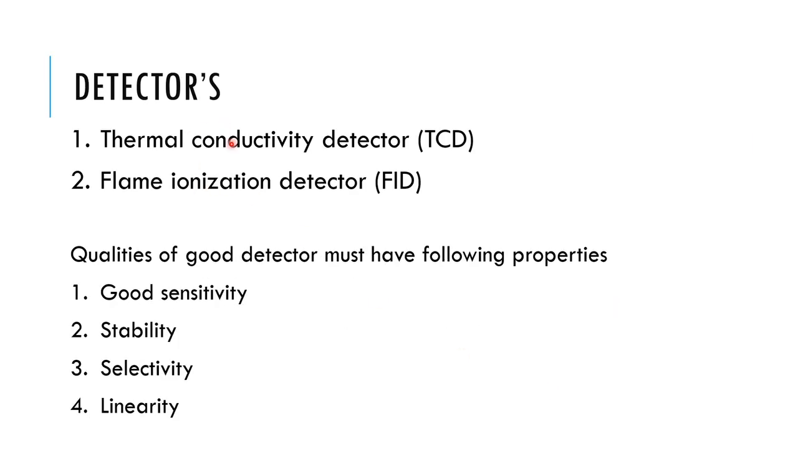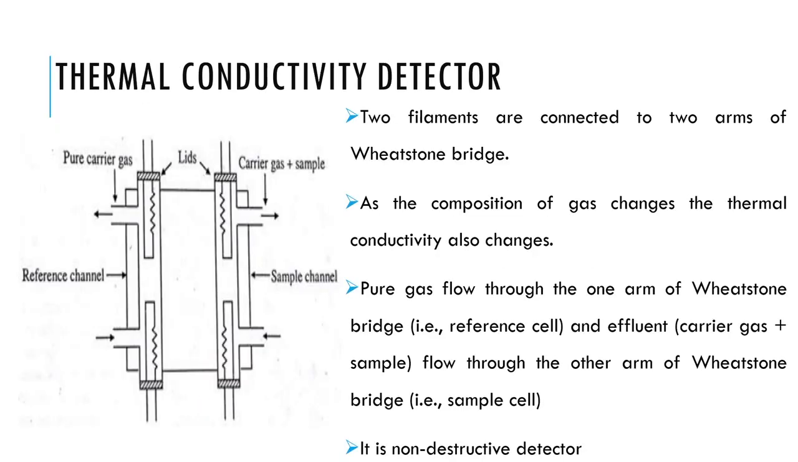So coming to the detectors, I have discussed two detectors here. One is the thermal conductivity detector, the other one is the flame ionization detector. We also have the electron capture detector, but viewers can take the details of the electron capture detector from elsewhere. What are the qualities of a good detector? A good detector should be sensitive, stable, and selective, and it should give a linear response as an output.